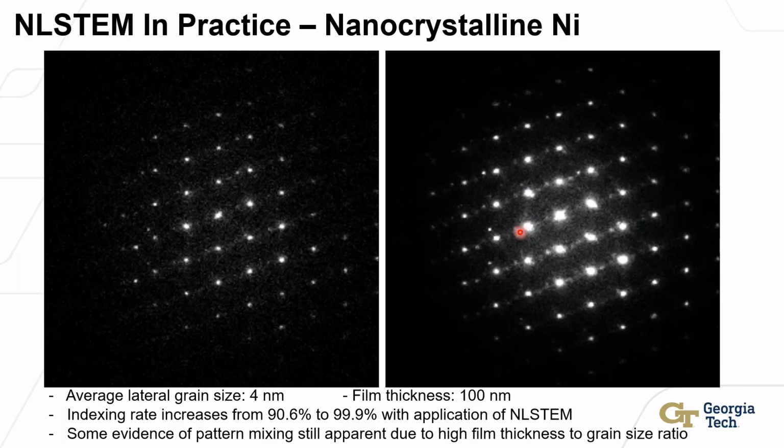If we look at the diffraction patterns themselves, we see this boost in the signal to noise ratio. We see diffraction spots appearing to higher scattering angles, but we still do have some mixing of the patterns. You see these kind of spurious points. And this is just because there are almost no grains that are entirely through thickness. So we get some mixing still.